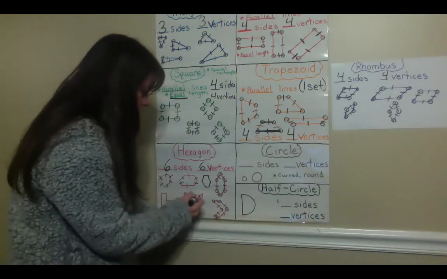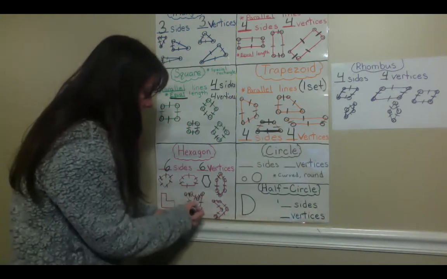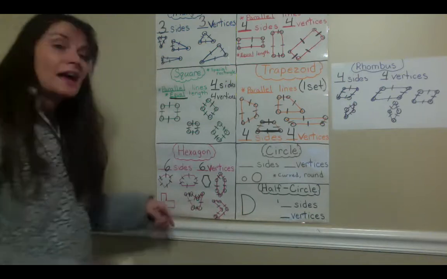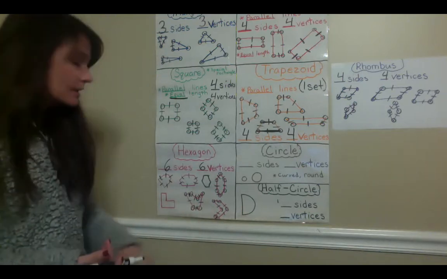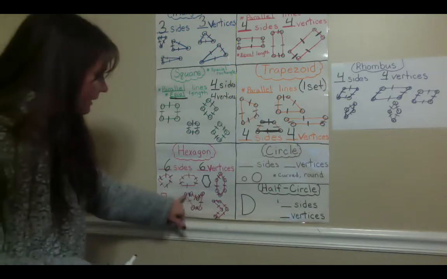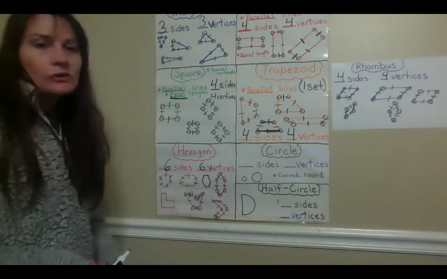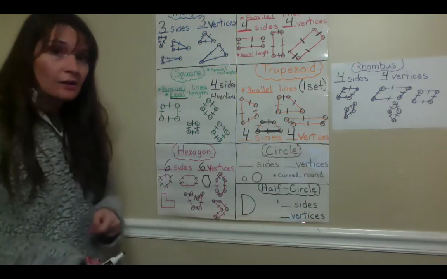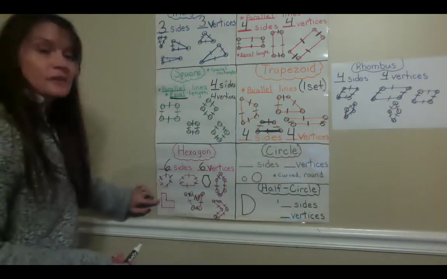1, 2, 3, 4, 5, 6. And it has 6 vertices. The shape is closed, so there's no holes in it, and it has 6 sides and 6 vertices, so that makes it a hexagon. What about this shape?